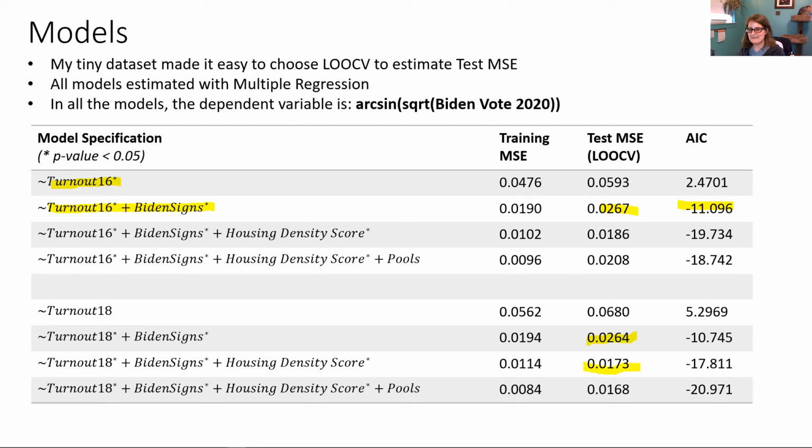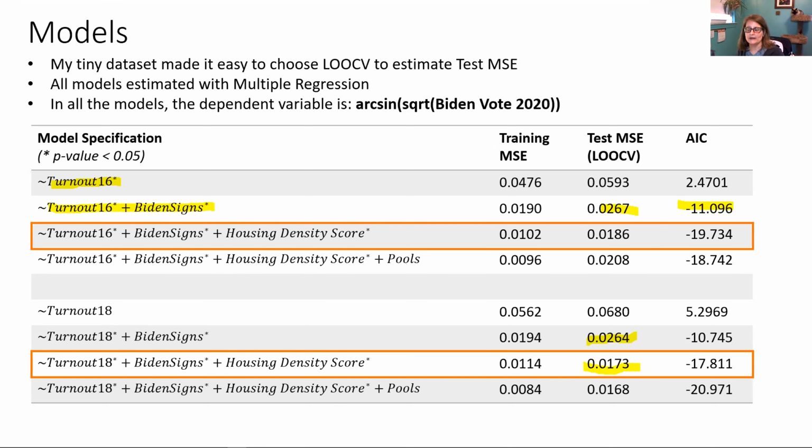Then an interesting thing happened where I added pools. It was not significant, but my test MSE went down. Here are the models I'm choosing, these two, okay?